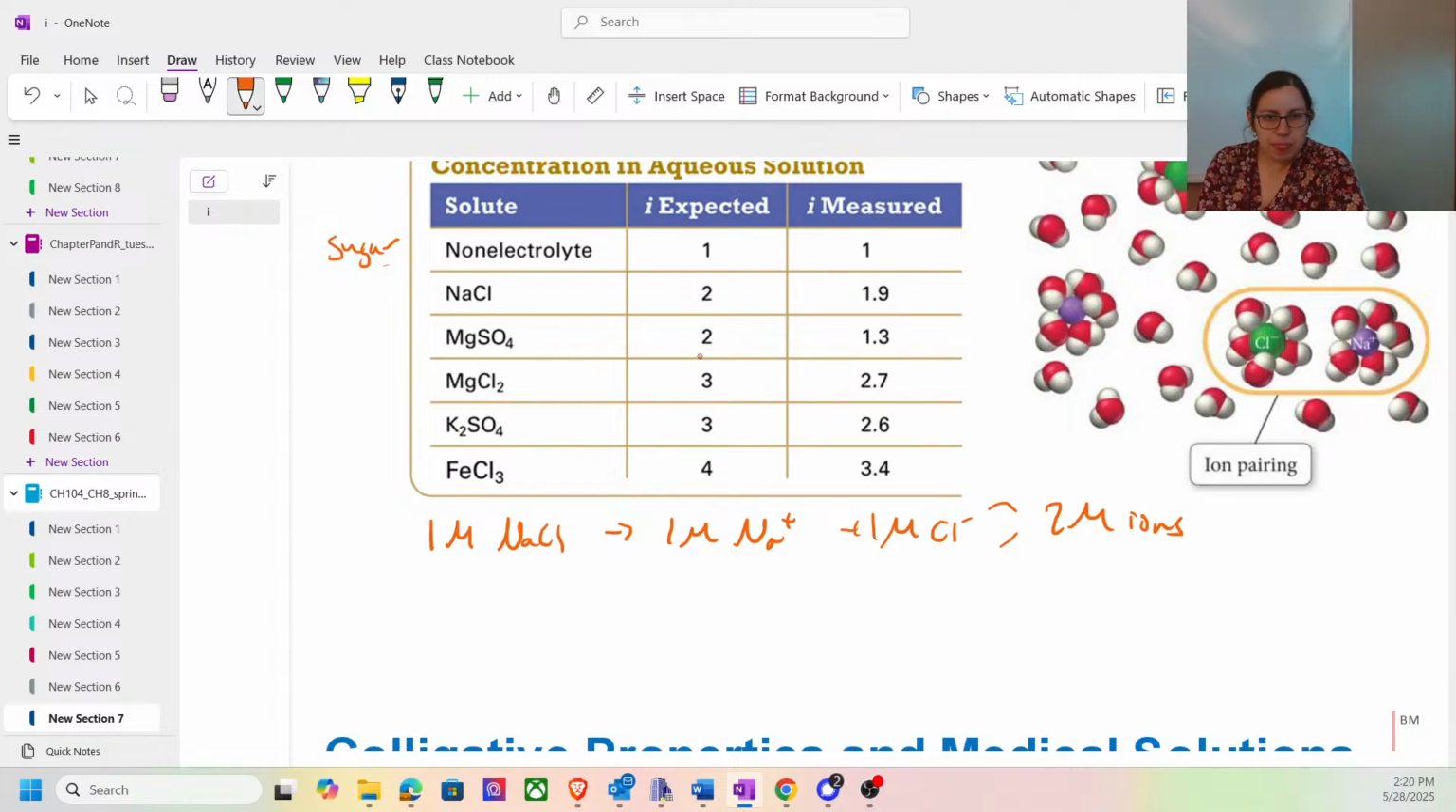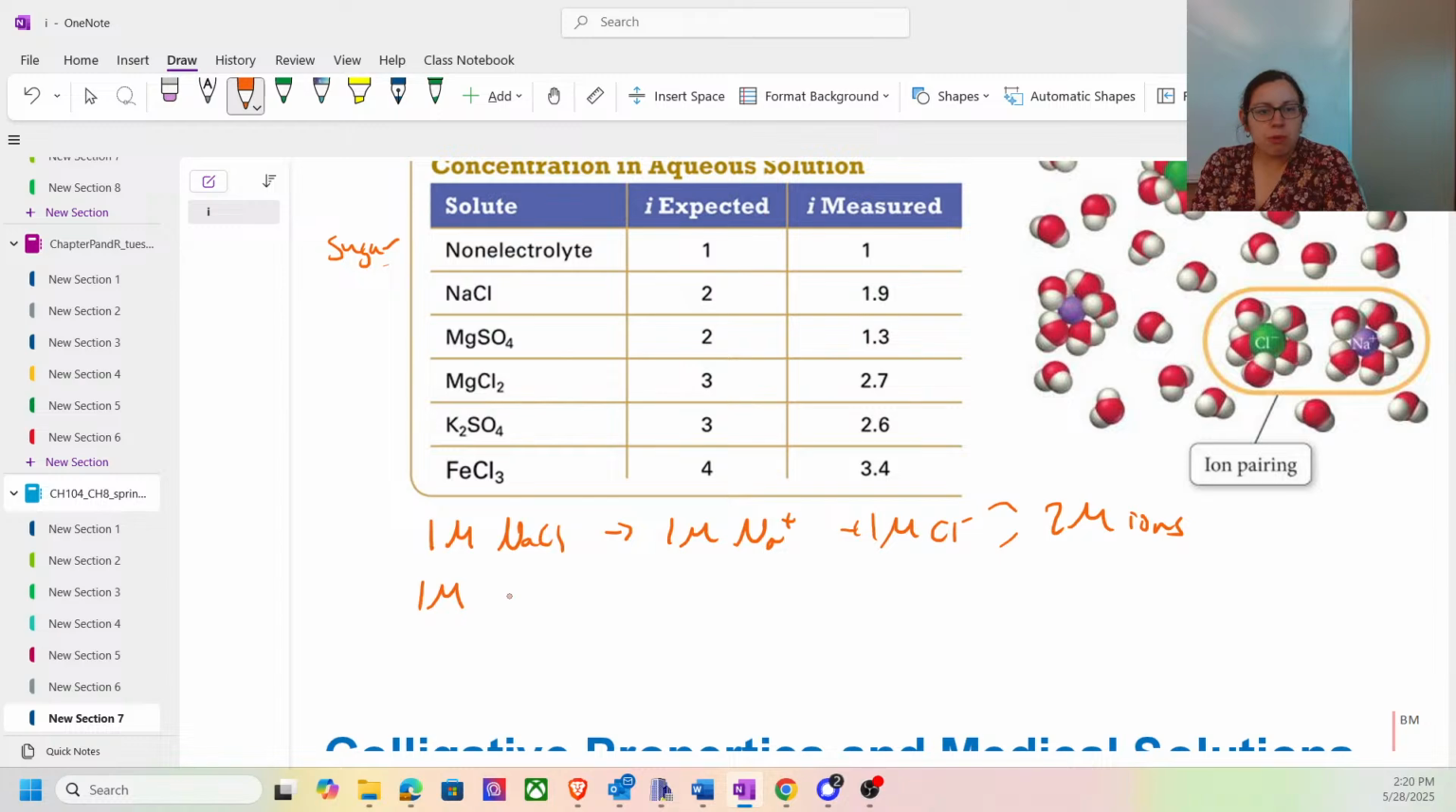And then this is just kind of saying that maybe there's some sort of equilibrium, or it's not fully disassociated or something. It's not quite clear why this measured value is off. But again, we're just going to go off of what we expect.